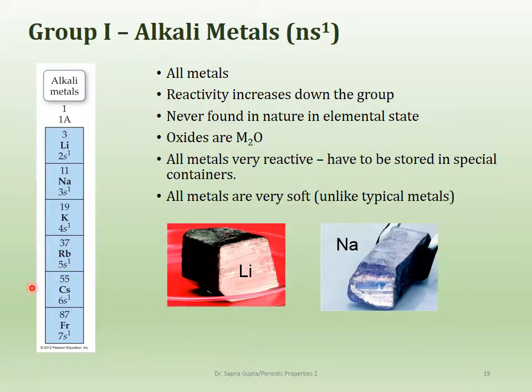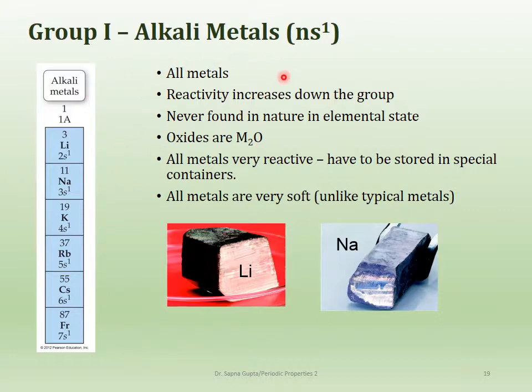So let's start with group number one. Group number one is the alkali metals, and their electronic configuration is ns1. And ns1 meaning n is the principal quantum number and s is the last electron that you fill, and it's always going to be in the s1 orbital. So here are your group 1 elements: lithium, sodium, potassium, rubidium, and so on. Now remember, we don't put hydrogen over here because hydrogen is not a metal. So you will not find hydrogen when we talk about alkali metals.